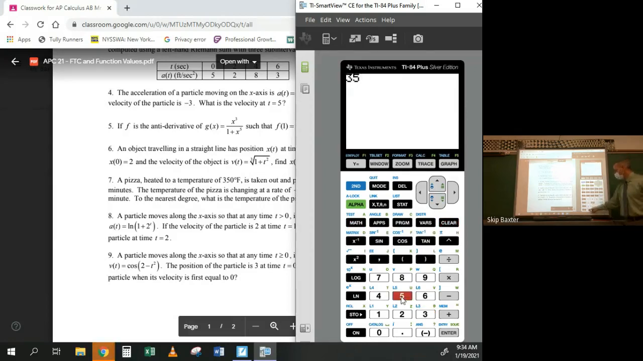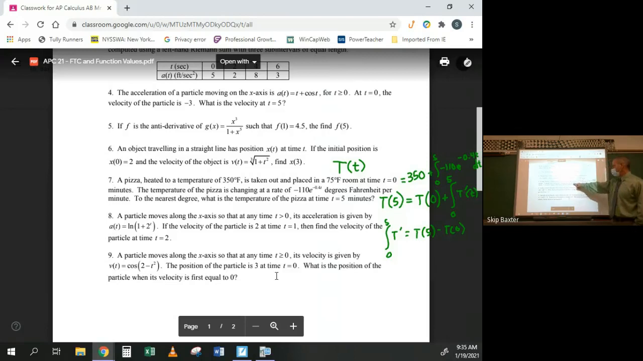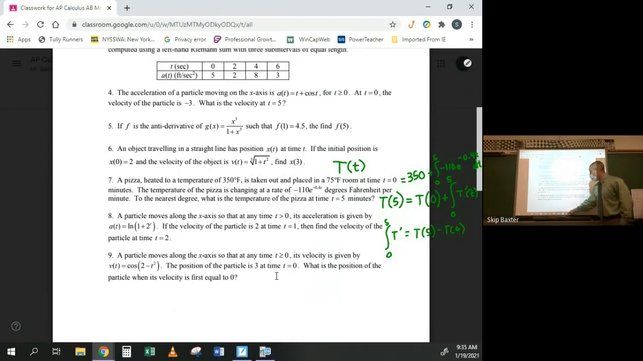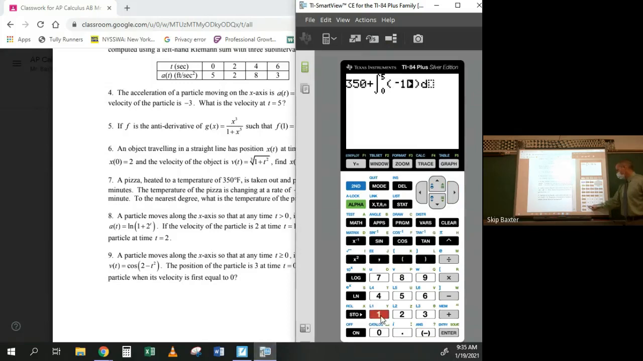So it's 350 plus math 9, the integral from 0 to 5. What I'm integrating is that derivative function, which is negative 110 e to the negative 0.4 t. So this is negative 110 times e to the negative 0.4 x, dx. So that's it. The final temperature is 112.212.